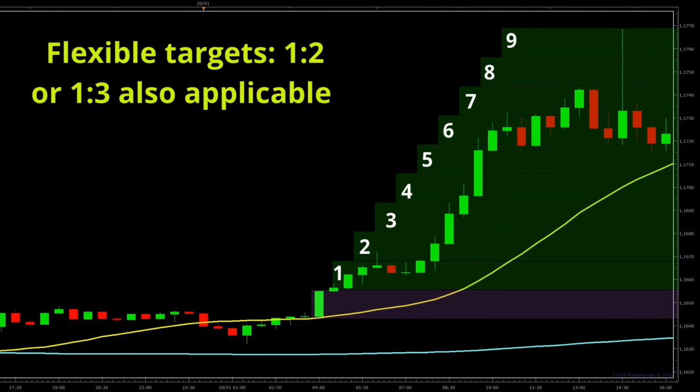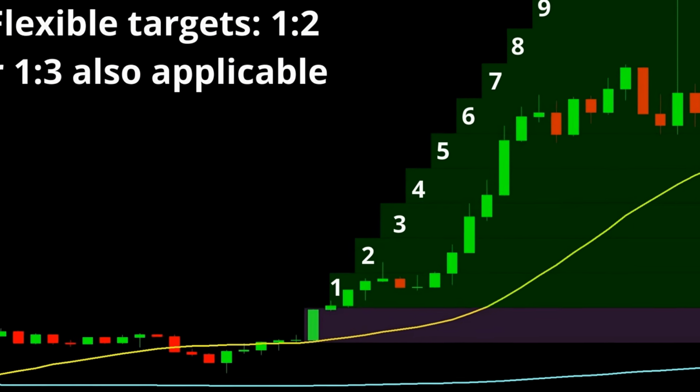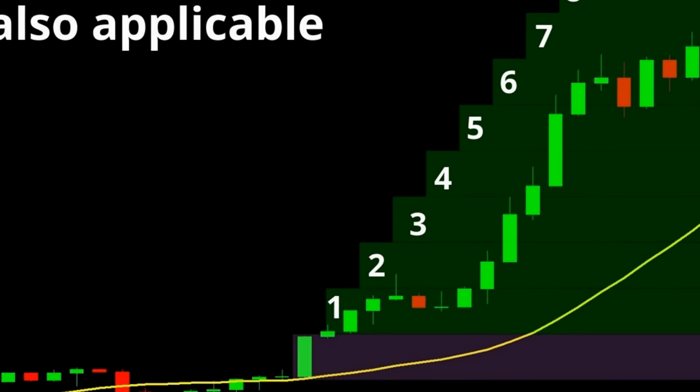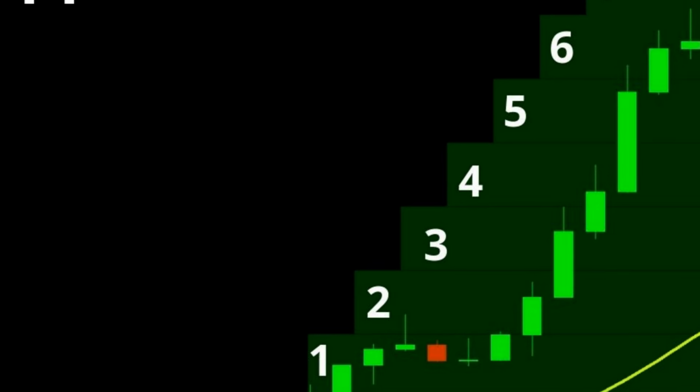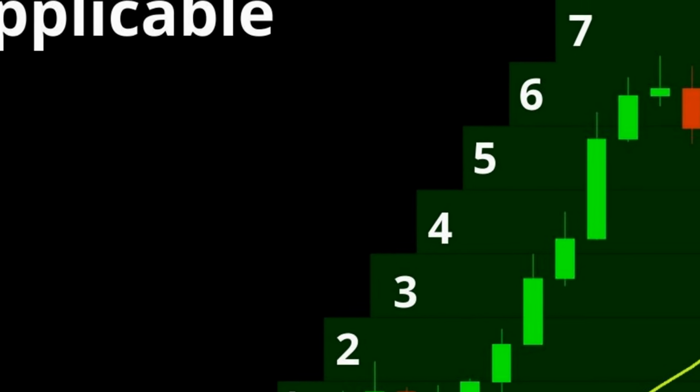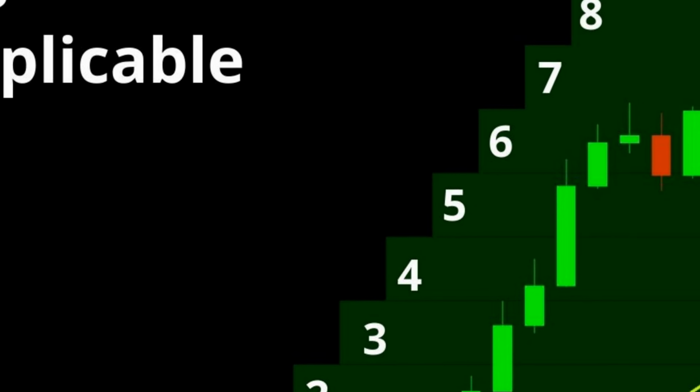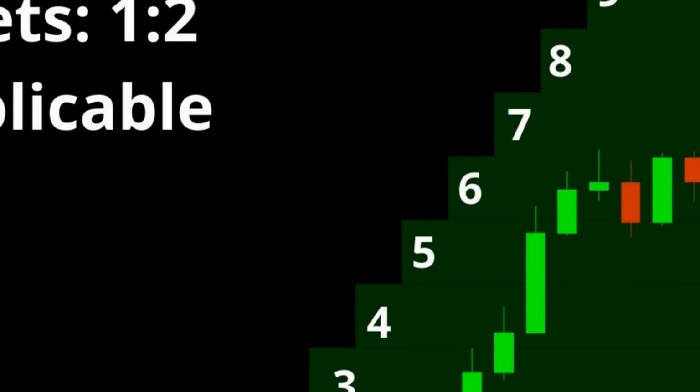While this setup offers massive potential, remember that 1-to-2 or 1-to-3 targets are also perfectly valid. Consistency is key, and taking profits at these levels helps you build your account steadily.